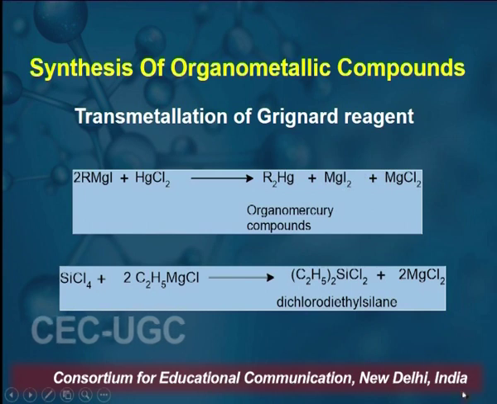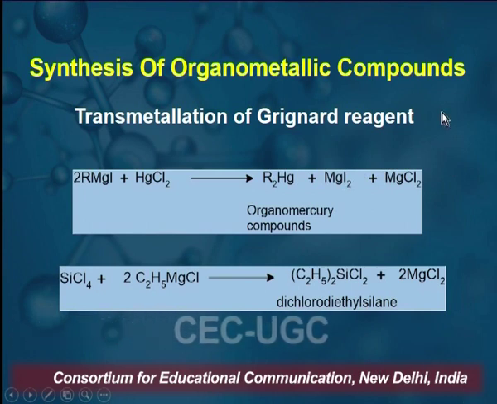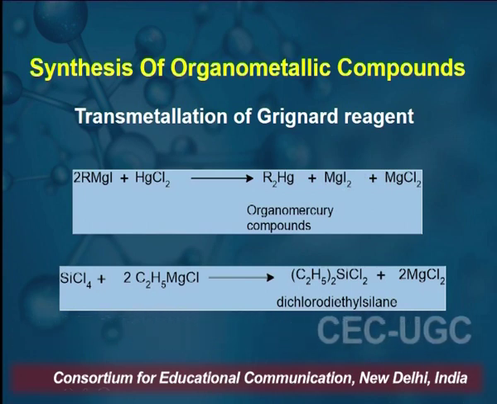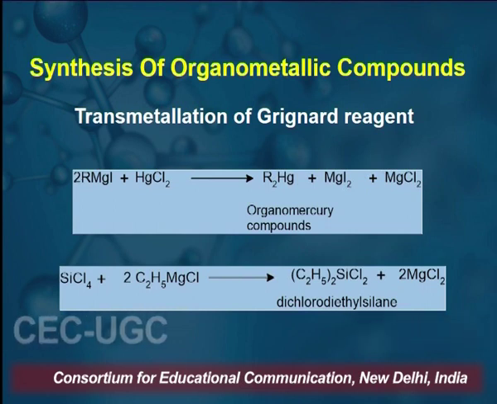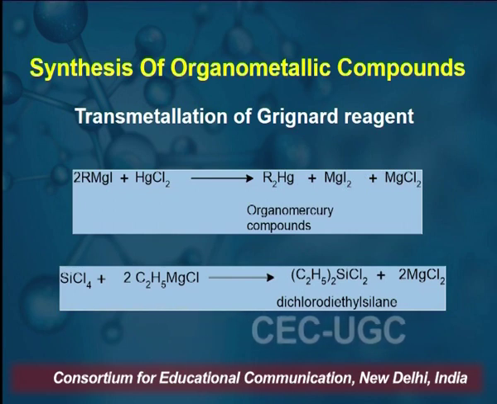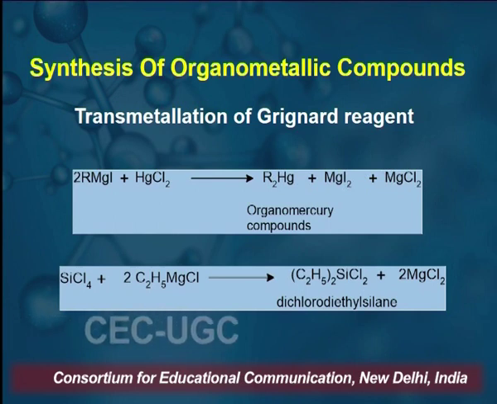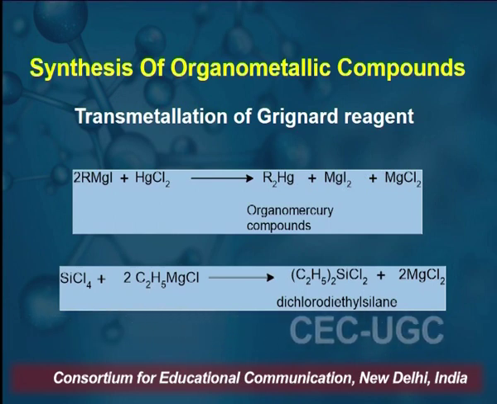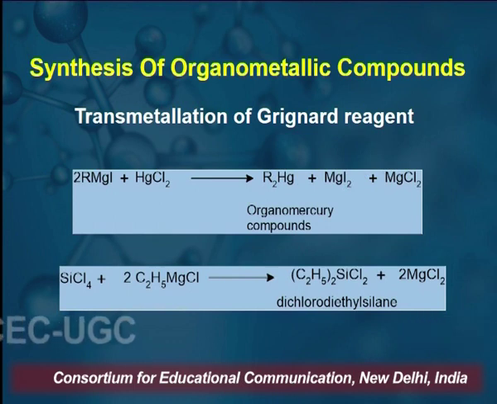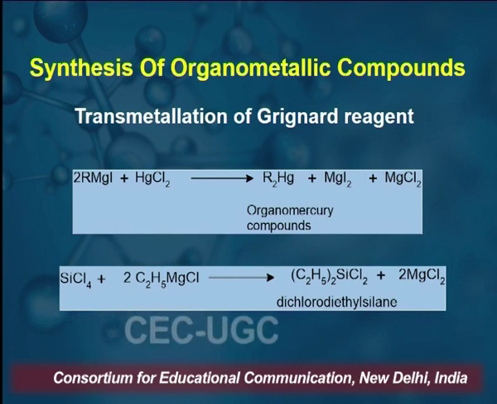Now, synthesis of organometallic compounds, that is, transmetallation of Grignard reagent. This reaction takes place with mercury compounds. Two molecules of Grignard reagent, 2 R-MgI, on reaction with mercury chloride result in the formation of an organomercury compound, and this is an excellent route for the preparation of organomercury compounds.